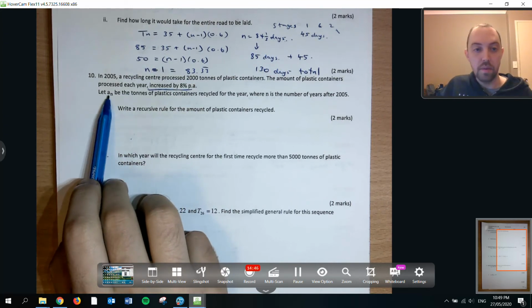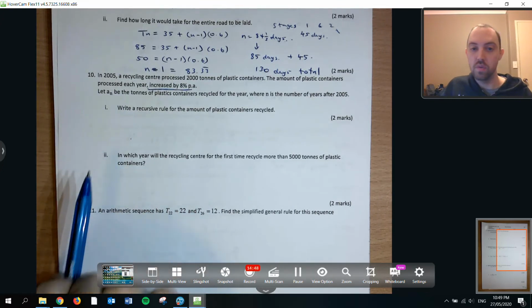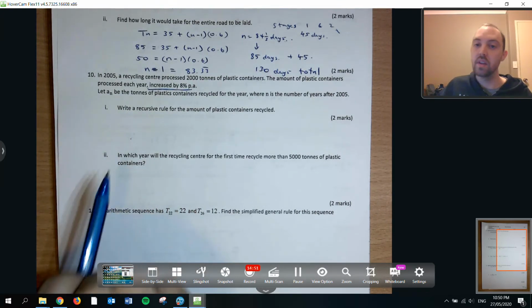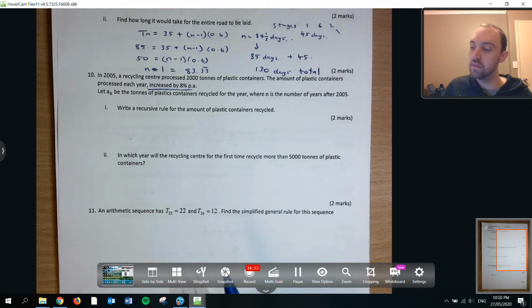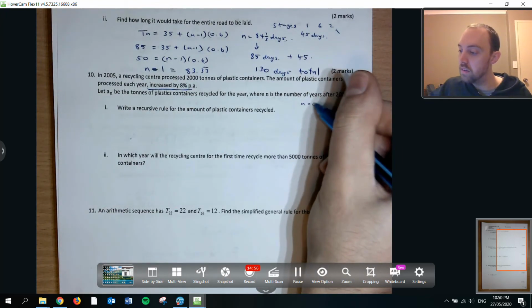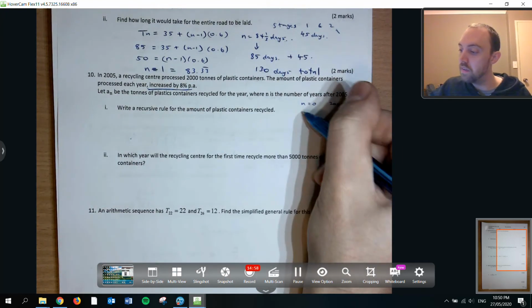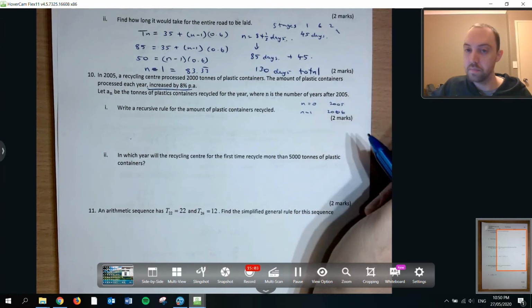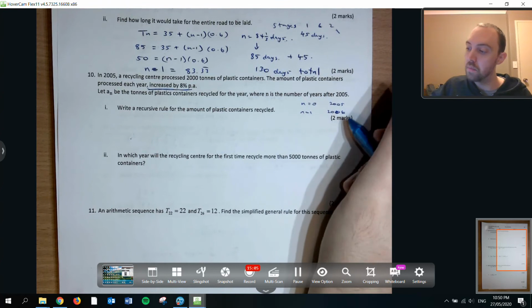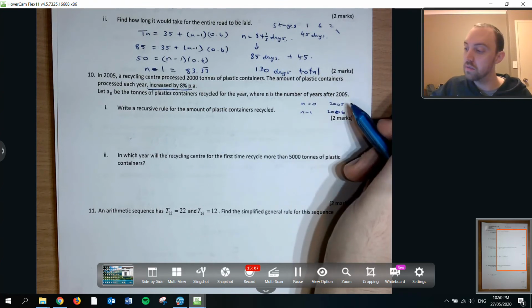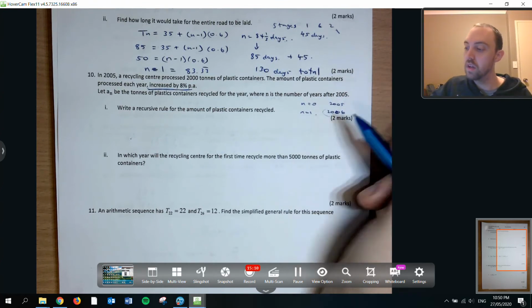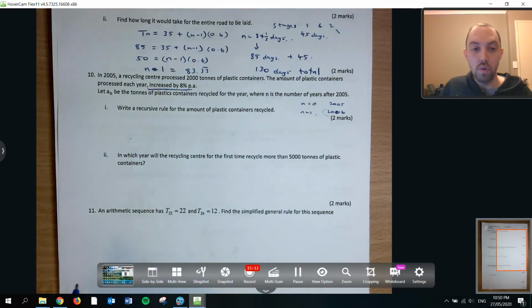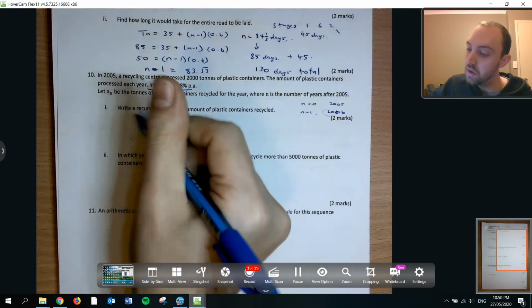Let An be tons of plastic containers recycled for the year, where n is the number of years after 2005. So if n is 0, it is 2005. If n is equal to 1, then it is 2006. All right, number of years after 2005. Write a recursive rule for the amount of plastic containers recycled. So we need a recursive rule.